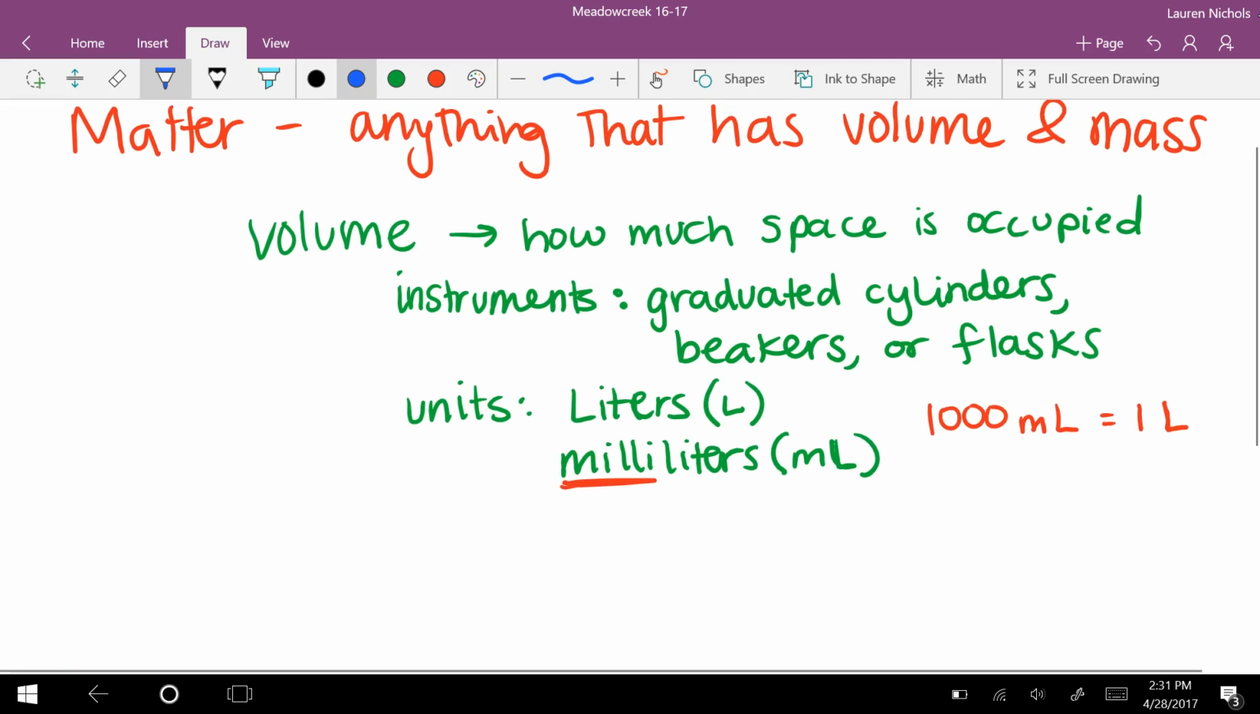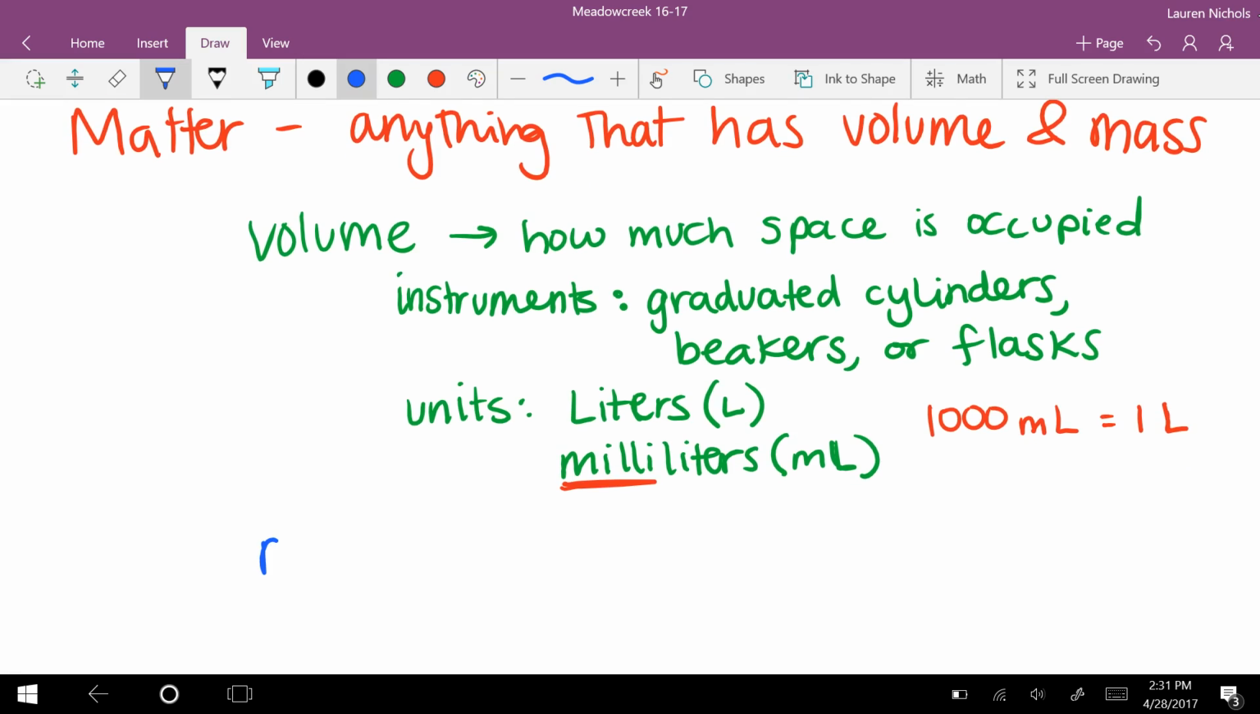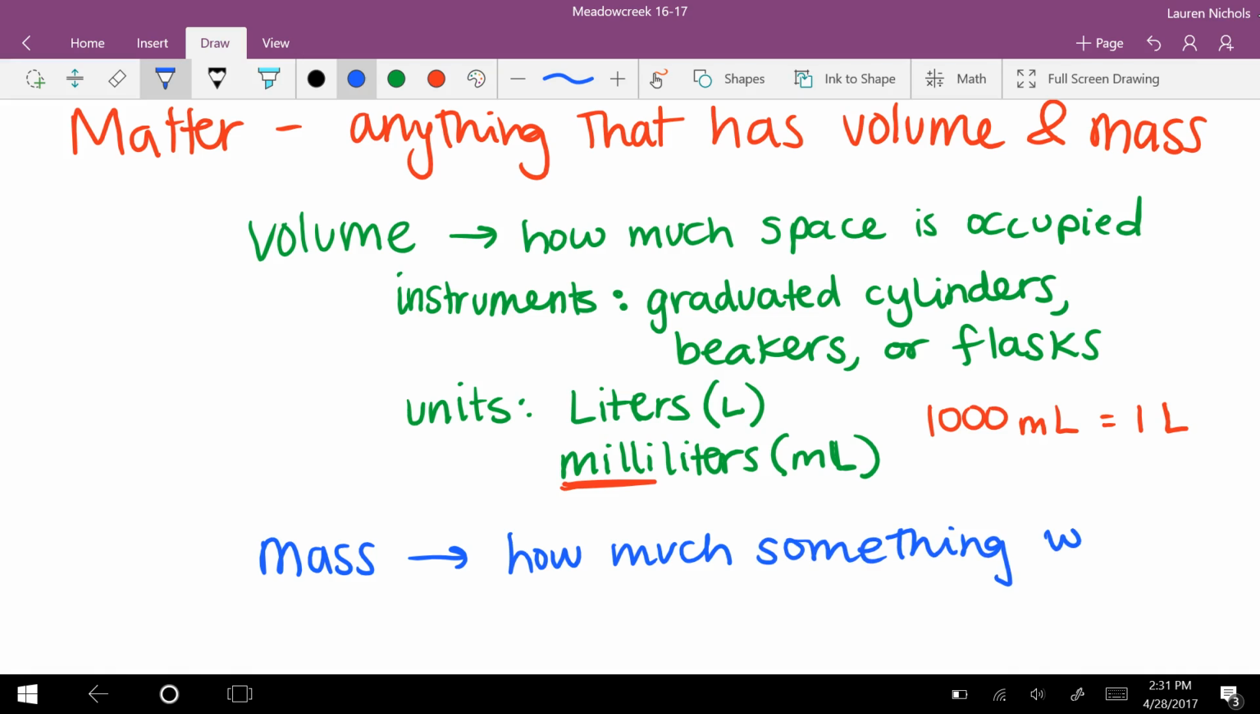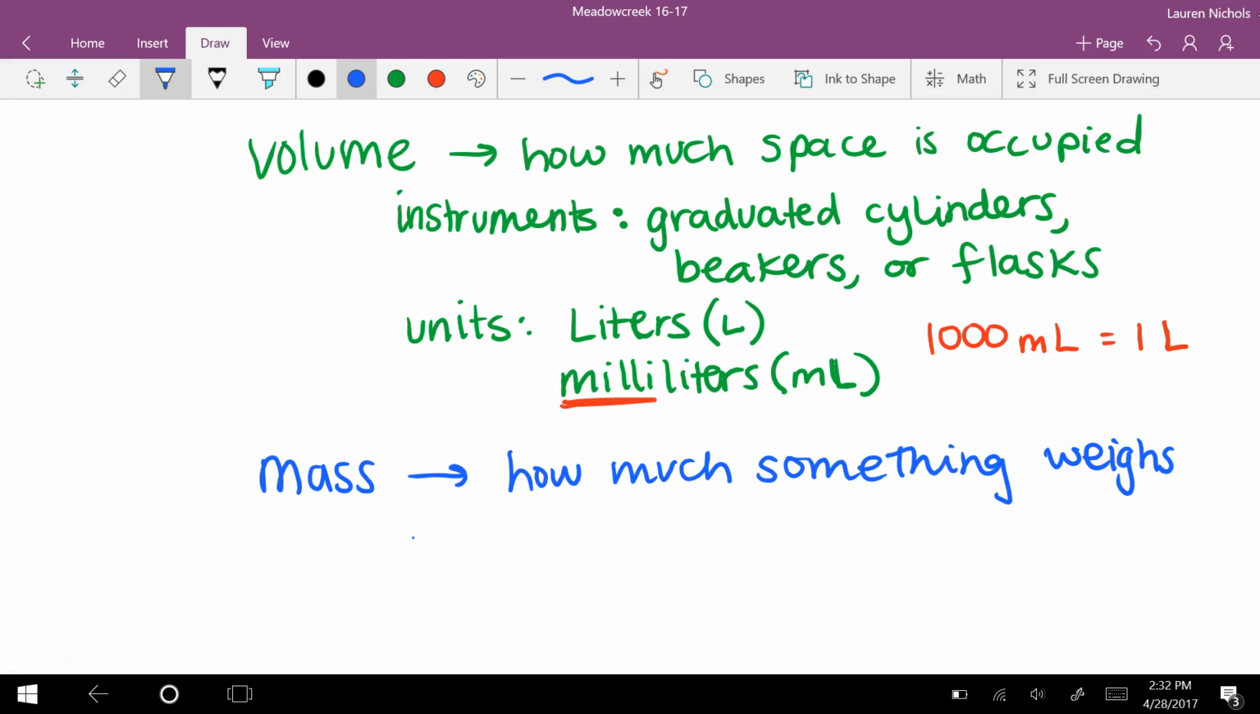What is mass? Well, mass is how much something weighs. So essentially, if it weighs something and it takes up space, then it's made of matter. And as a corny chemistry pun, you matter because you made a matter. So how much something weighs, and we measure this with our instruments.